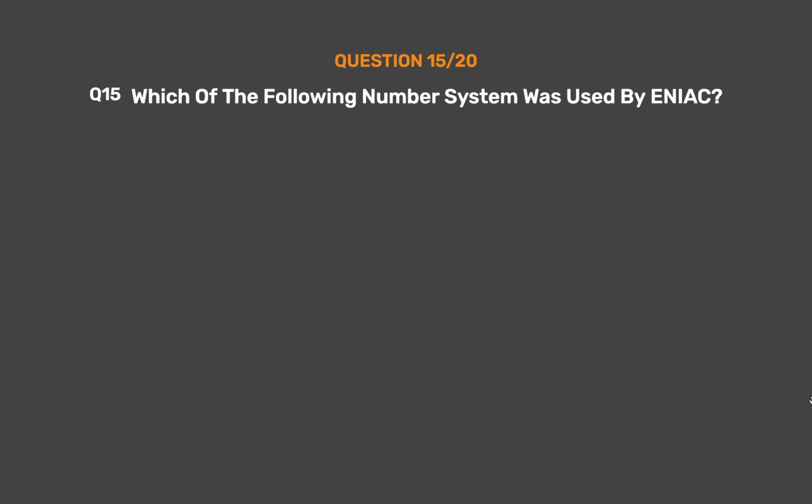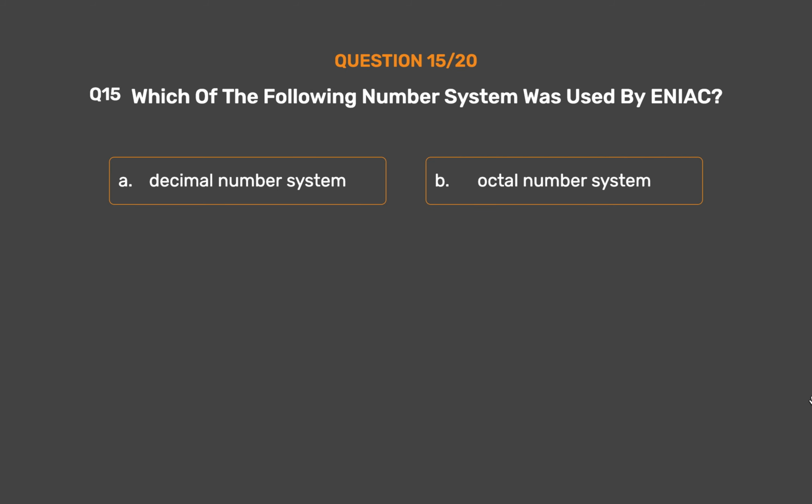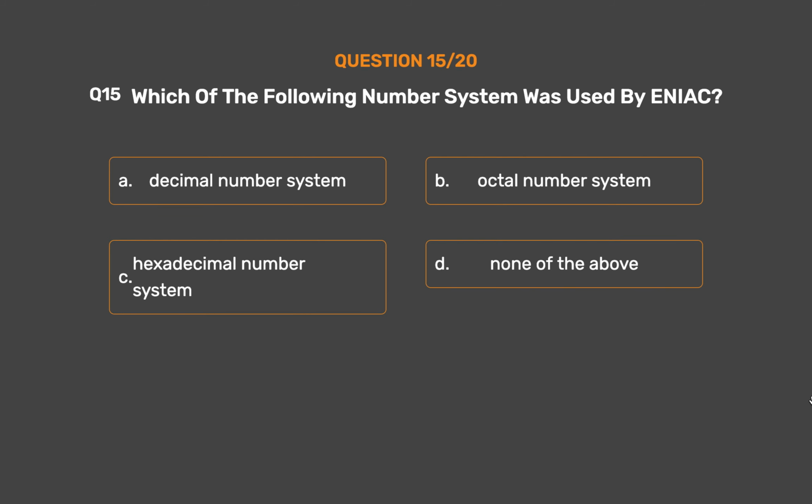Question number 15. Which of the following number systems was used by ENIAC? Option A, decimal number system. Option B, octal number system. Option C, hexadecimal number system. Option D, none of the above.